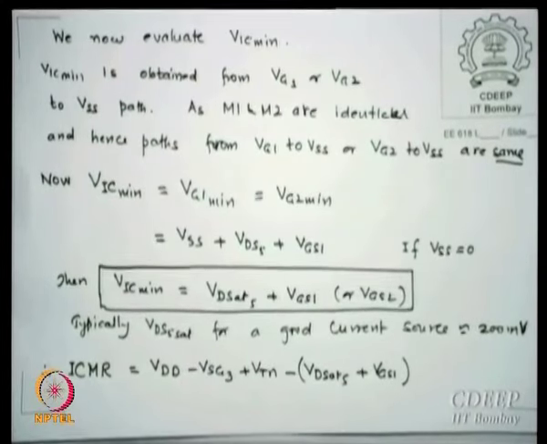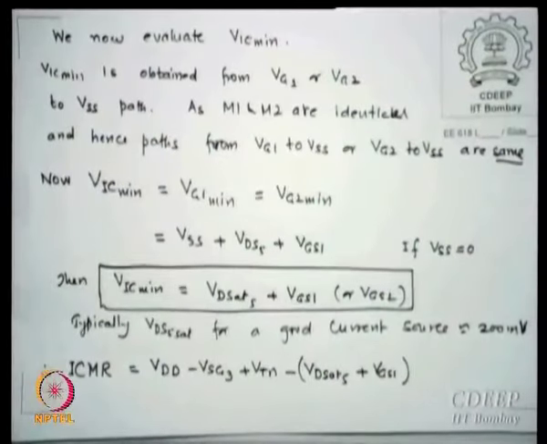Why is there a necessity of putting a minus supply, instead of a single supply, 0 to 5 or 0 to 3.3? Why do people in analog specifically always want to run dual rails? There are many other reasons, but the major reason why we did it was to reduce noise considerations. Okay, is that expression okay? So ICMR is VDD minus VSG3 plus VTN minus VDSAT5 plus VGS1.